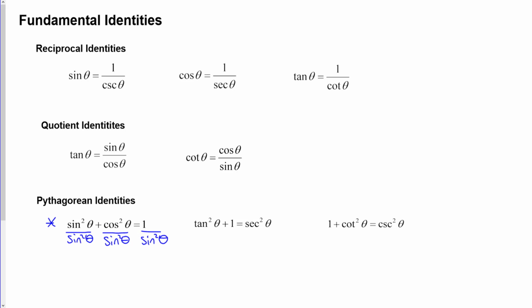Because sine squared divided by sine squared gives you 1. Cosine squared over sine squared gives you cotangent squared. 1 over sine squared is cosecant squared. If you divide it through by cosine squared instead, you'd end up with tangent squared plus 1 equals secant squared. So I don't often have at my fingertips exactly what the last two Pythagorean identities are, but I know that I can derive them if necessary.